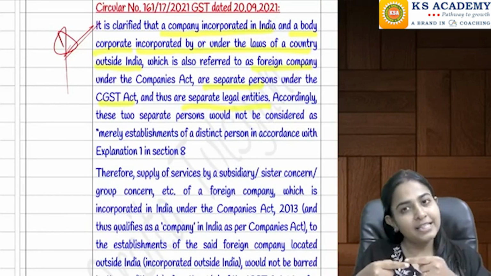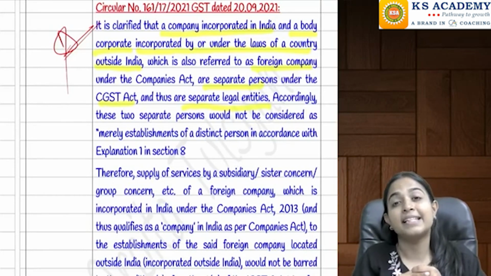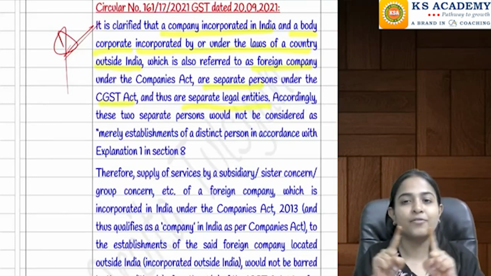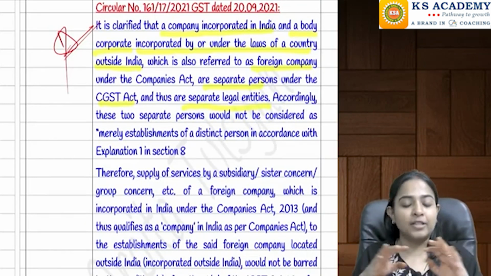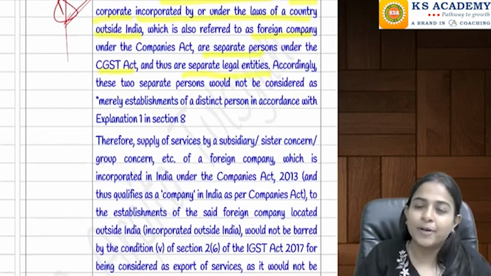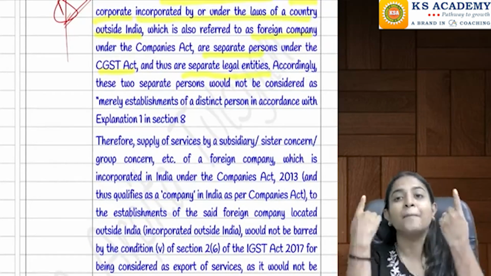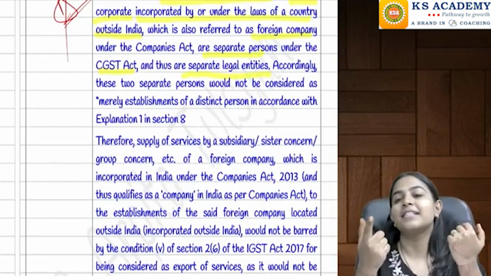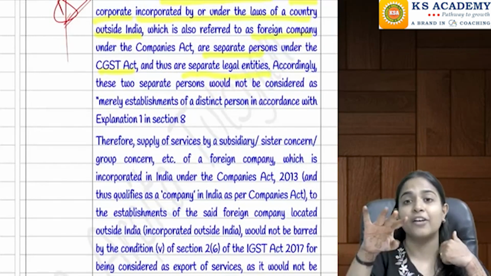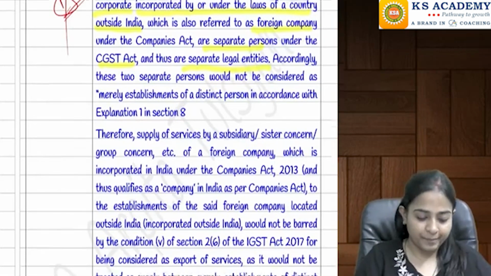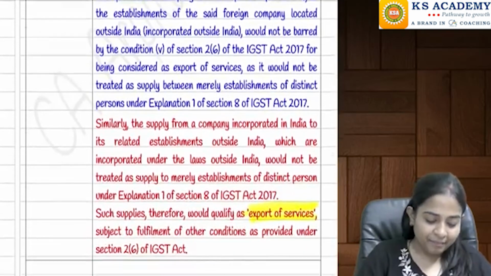So just because these two are related does not mean that these are establishments of distinct persons. They are separate legal entities. So this cannot be considered as establishment of distinct persons. So if there is any service given by this Indian company to that company, then that can be considered as export of services if the other 4 conditions are fulfilled. Very clear with this? Yes.